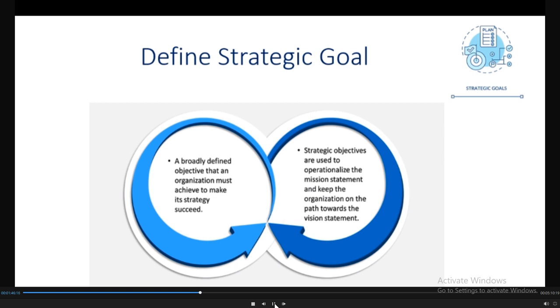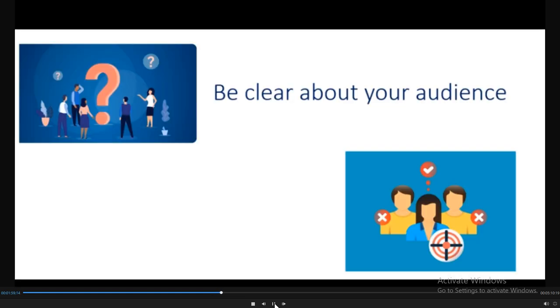For example, the strategic goal that we will be measuring from customer perspective would be growing customer satisfaction. Second element is being clear about your audience. Every indicator needs to have an audience, and the clearer the organizations are about who is receiving the information, then the better the indicators will become.